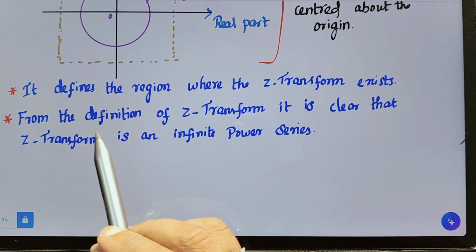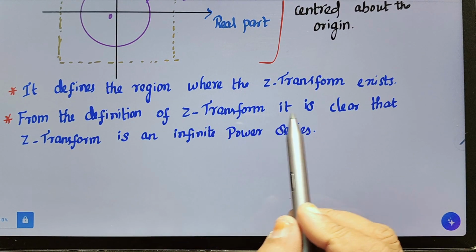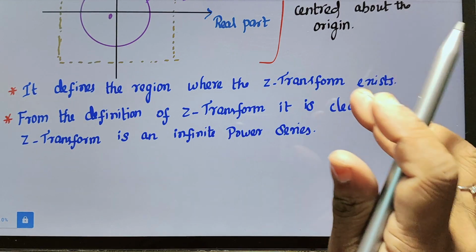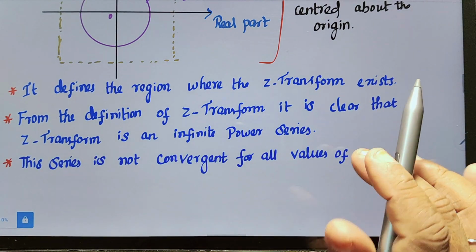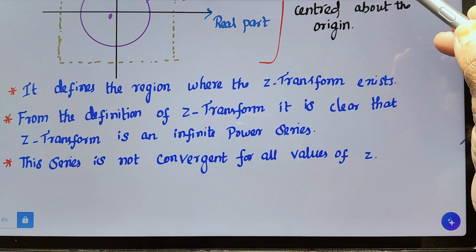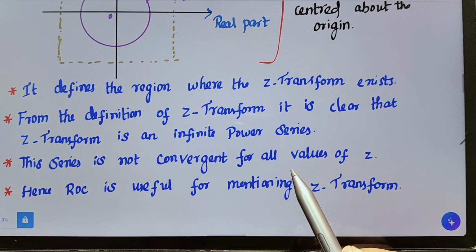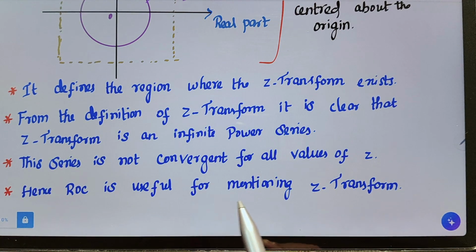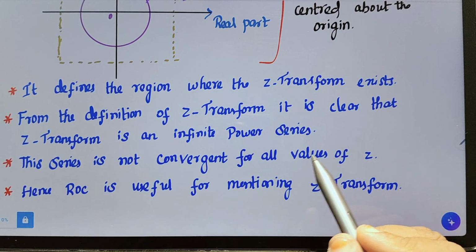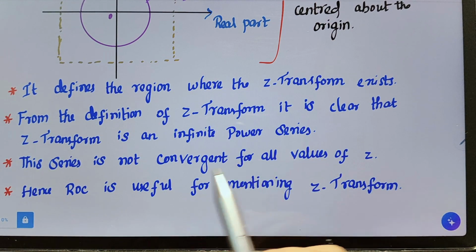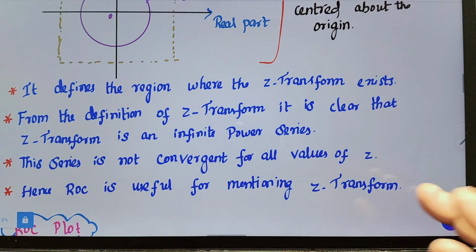From the definition of the Z transform, it is clear that the Z transform is an infinite power series. This series is not convergent for all values of Z, because it is infinite. So ROC is used for specifying the Z transform. You have to find the region of convergence with the help of the ROC. That is the use of ROC.